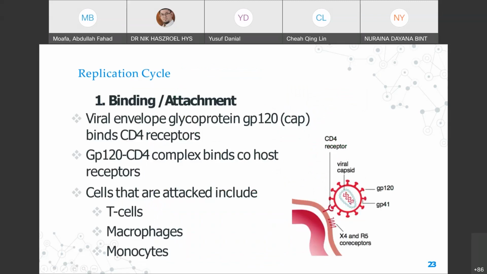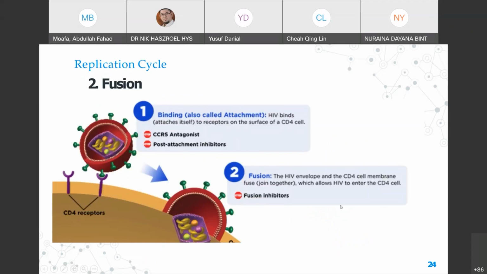So first, the binding and the attachment. The viral envelope glycoprotein GP120, which is the tab here, binds to the CD4 receptors. So that's the whole purpose of it. CD4 receptors are present on T helper cells. So basically, that's why it's immunodeficiency. It mainly affects the T helper cells, which are immune cells. Okay, so the GP120 and CD4 complex binds to co-receptors. Cells that are attacked include T cells, macrophages, monocytes, like I mentioned just now. So that was for the binding.